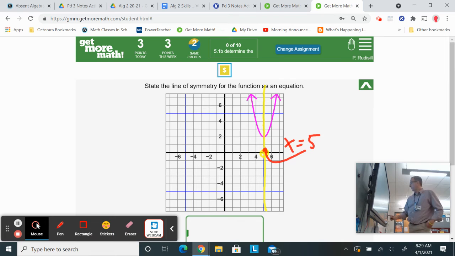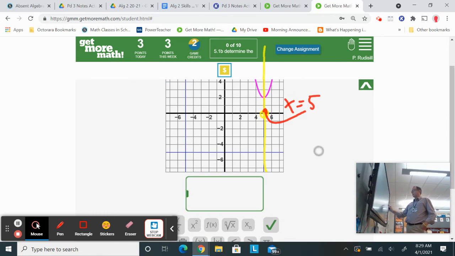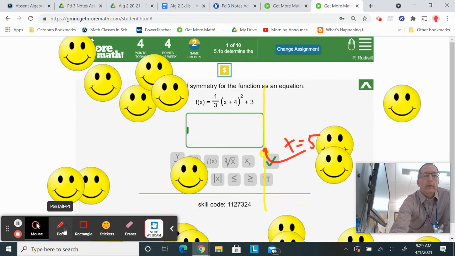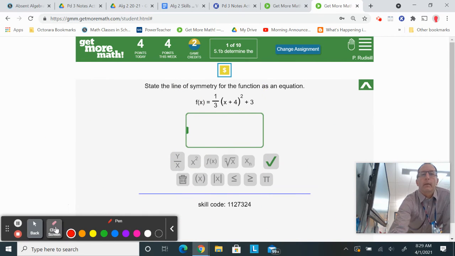So let me go down, tap in the box, and let's type in x equals 5. I didn't need the formula, I just had to inspect the parabola and look for the vertical line, which gives you the line of symmetry. How do we do? Looks good, clear that.